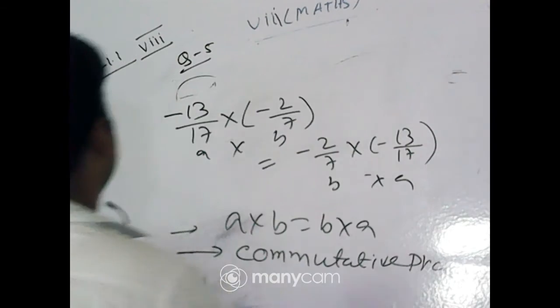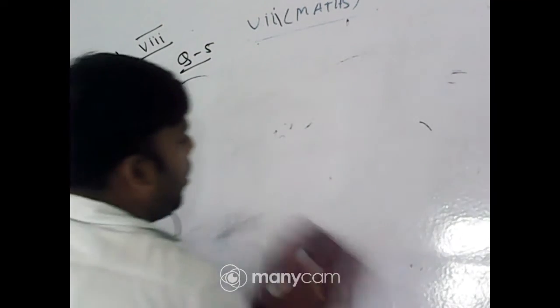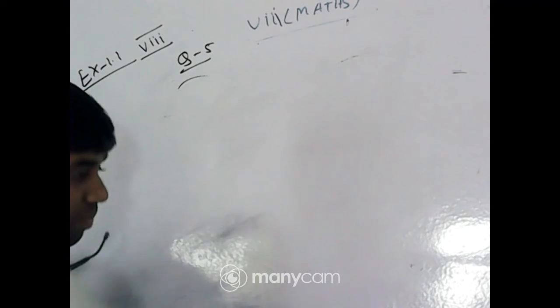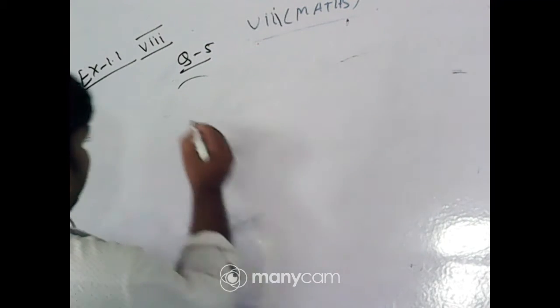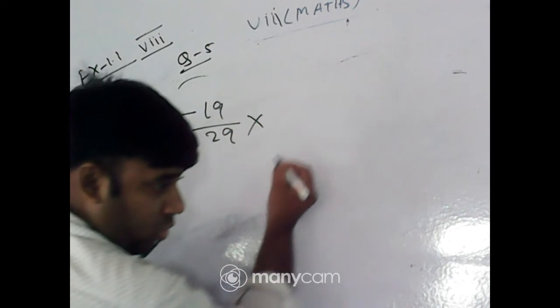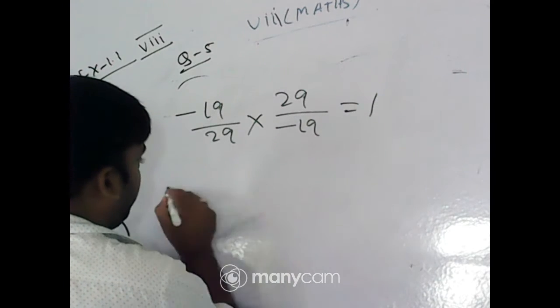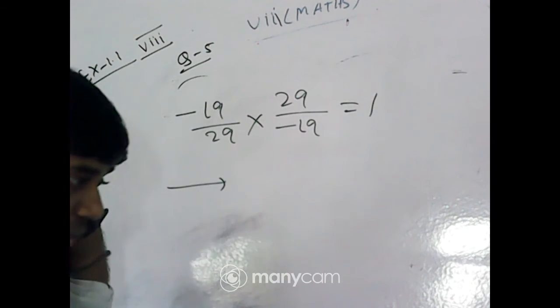Next question, part 3 of question number 5. Minus 19 by 29 into 20 by 29 by minus 19 equal to 1. What is the property used here?